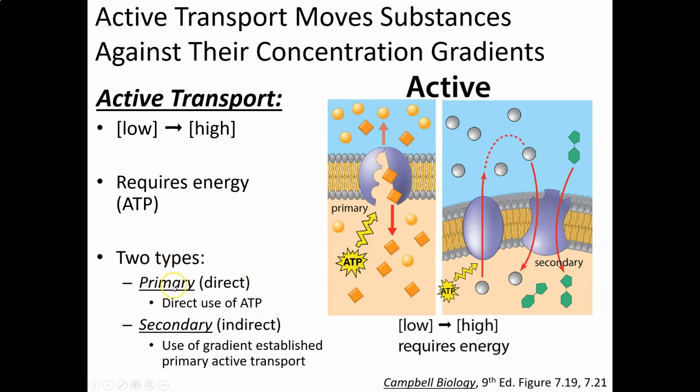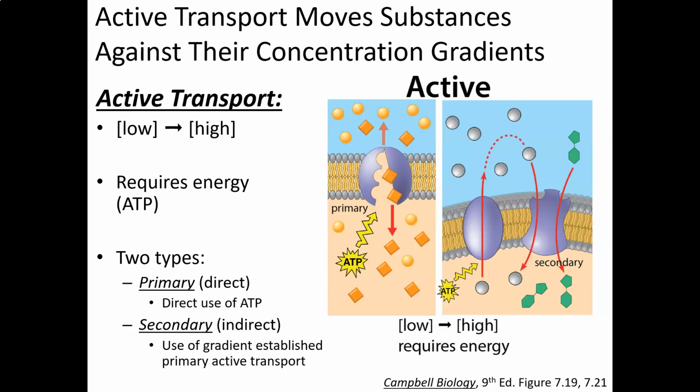And the first type of active transport we're going to talk about is called primary active transport. And then we'll talk about secondary active transport. Primary active transport is direct. It directly uses ATP. Right? So we take ATP and break it down and use that energy to actively move molecules against their gradient. To be honest, there's only 4 primary active transport mechanisms in the human body. That's it, 4.